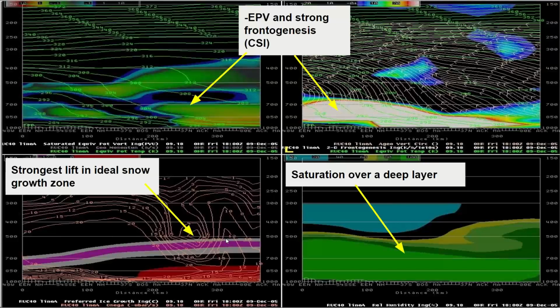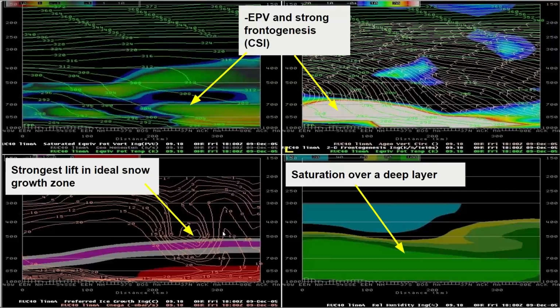Typically, if you want nice dendrites that accumulate efficiently, you want the dendritic growth zone to be around -10 to -18 Celsius. Now, for our coastal communities, even including Boston, Cape Cod, and the islands, because of our proximity to the ocean, there's a lot of salt nuclei in the atmosphere. Think of the salt particles suspended in the atmosphere as areas that the water vapor can condense onto. That's why we call it the salt nuclei.